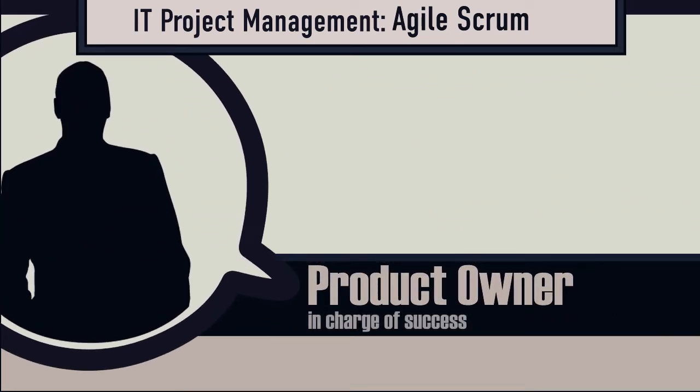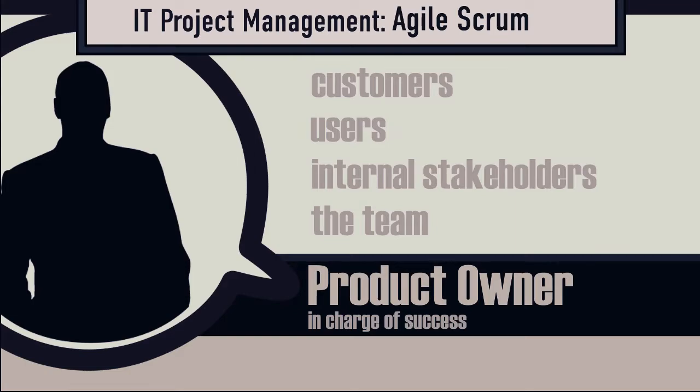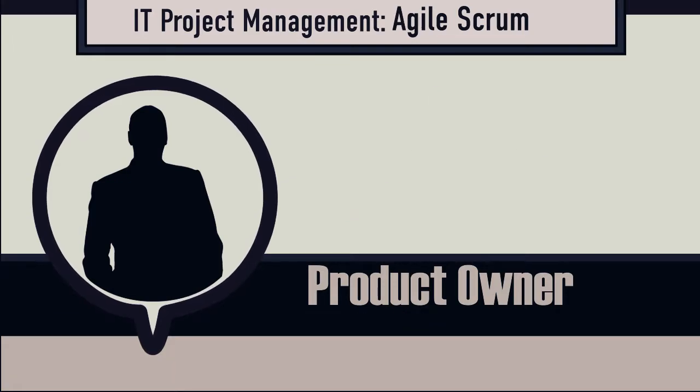The product owner is in charge of the product's success. They talk to the customer, the users, any internal stakeholders, and the team to make sure the product is meeting the customer's needs. They also optimize the value of the team's work, identify backlogs, and prioritize the work. The product owner keeps the product on track.